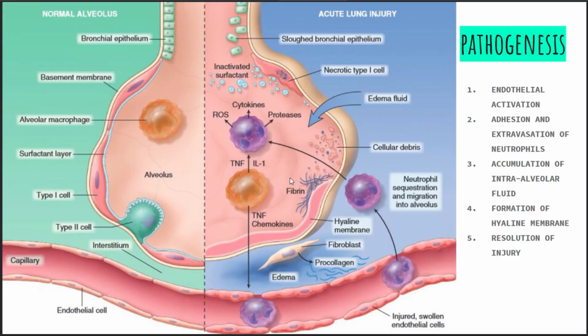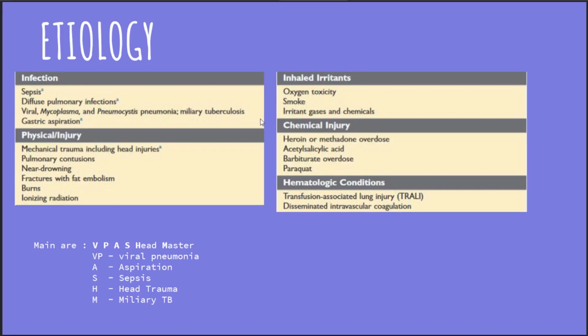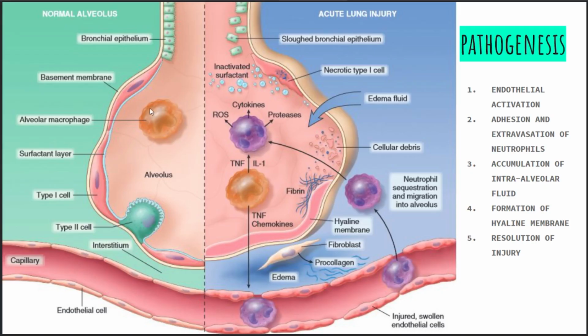So now what's the pathogenesis? How does this happen? First of all, all these etiological factors will come and activate the endothelium. Now the endothelium activation is sensed by macrophages. The macrophages will release certain inflammatory mediators, for example, tumor necrosis factor. This tumor necrosis factor will activate the endothelium further and it will cause the endothelium to become more adhesive.